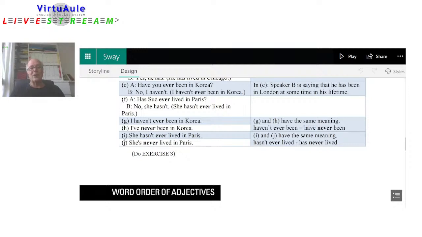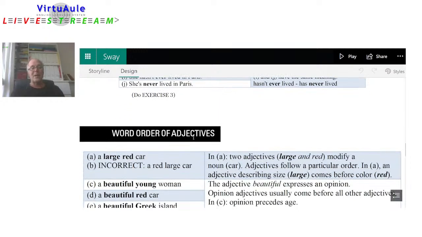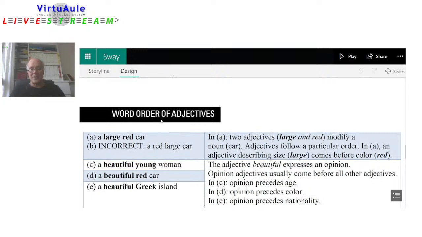We have the same situation in I and G. She hasn't ever lived in Paris. She's never lived in Paris. Okay, hasn't ever lived is the same as has never lived. One has a positive verb and a negative adverb. One has a negative verb and the positive adverb, because we cannot use the double negative in English. We cannot say she hasn't never. That's a very common mistake. Be careful of that. Word order of adjectives.